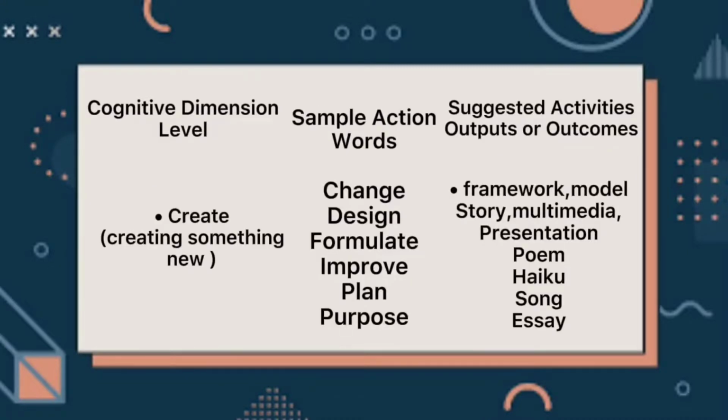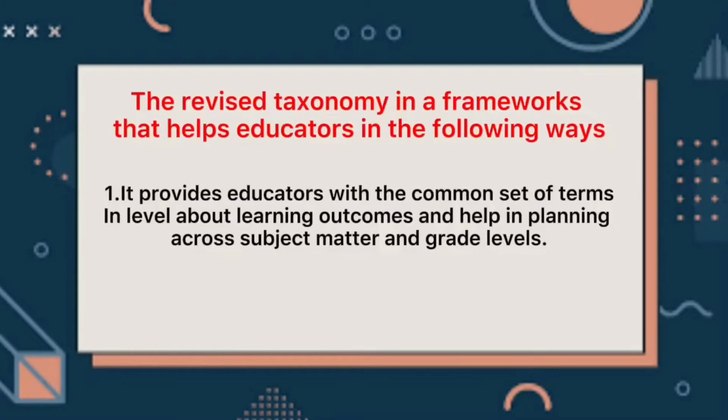The last cognitive dimension level, we have create or creating something new. At this level, the sample action words are change, design, formulate, improve, plan, propose. Suggested activities, outputs, or outcomes are framework, model, story, multimedia, presentation, poem, haiku, song, and essay. The revised taxonomy and the frameworks help educators in the following ways.